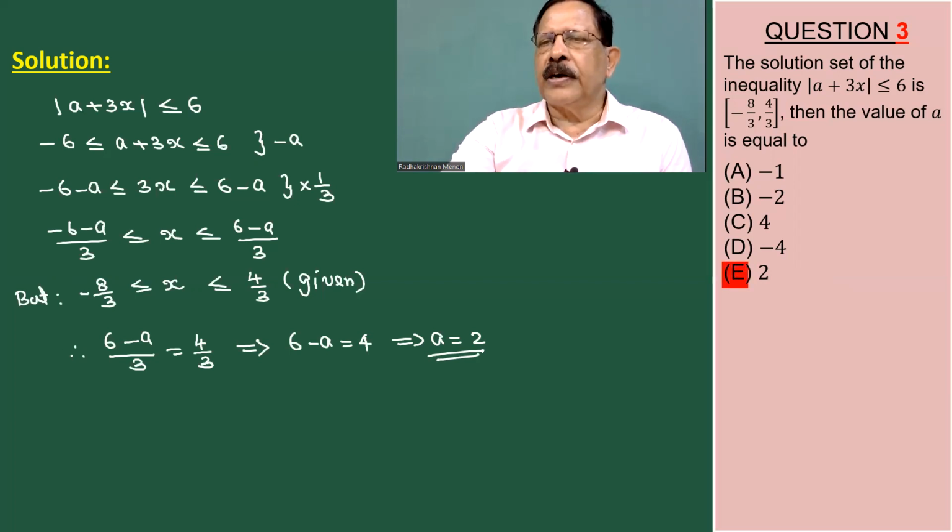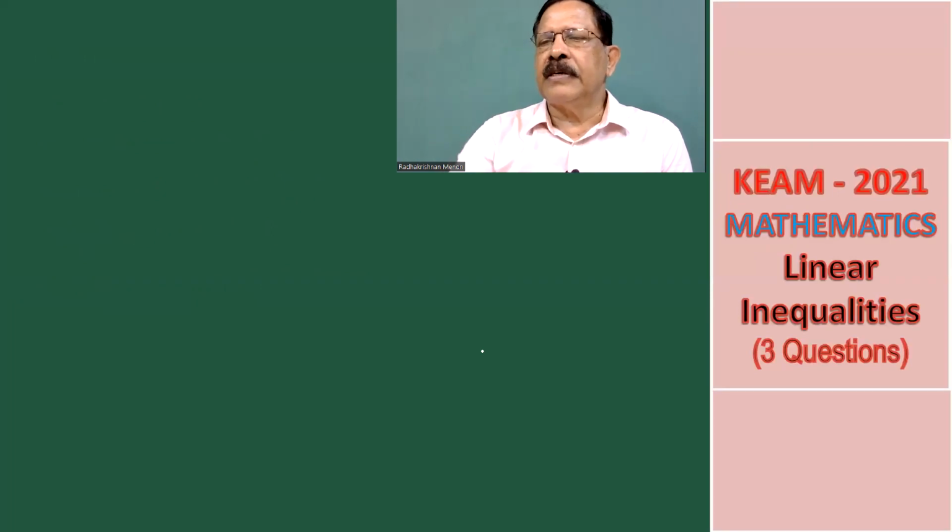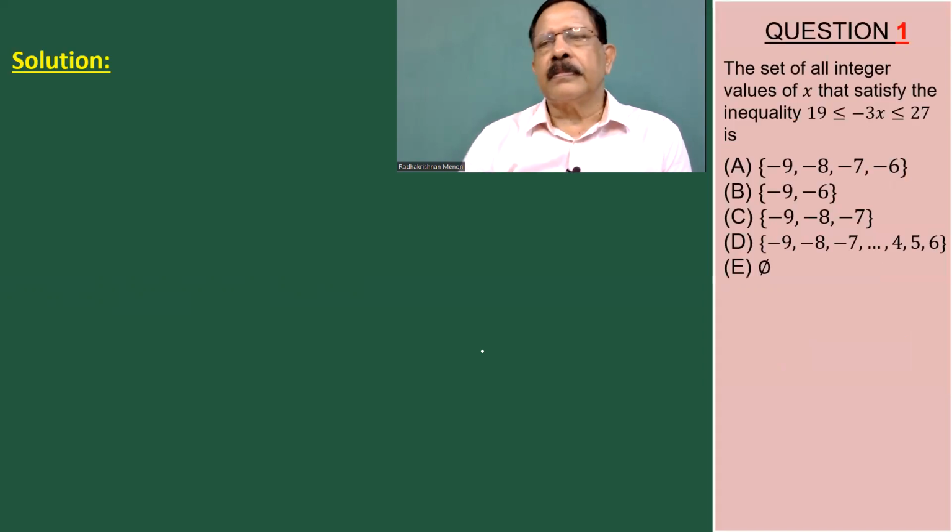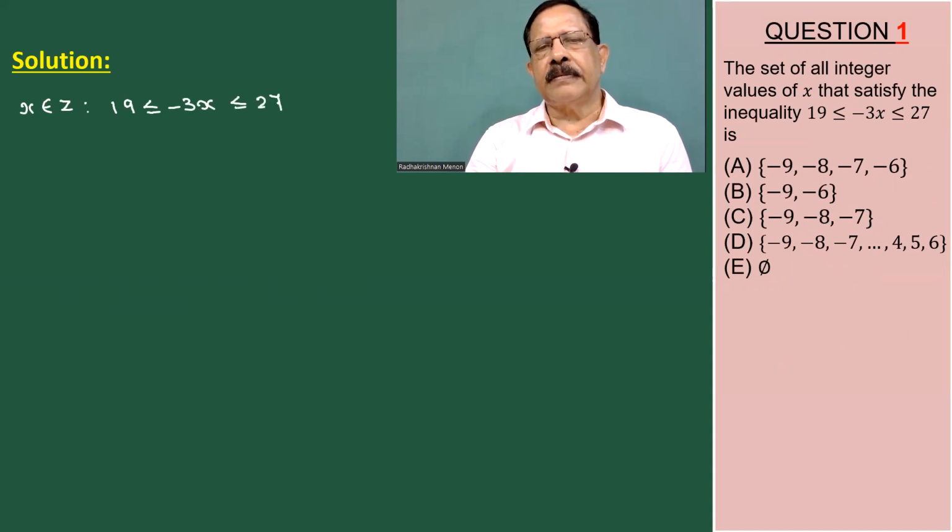Now, let us go to the questions which were asked in 2021. Again, 3 questions were asked in that year in Keam examination. Let us solve those questions. Now, the set of all integer values of x, x is an integer such that 19 ≤ -3x ≤ 27.